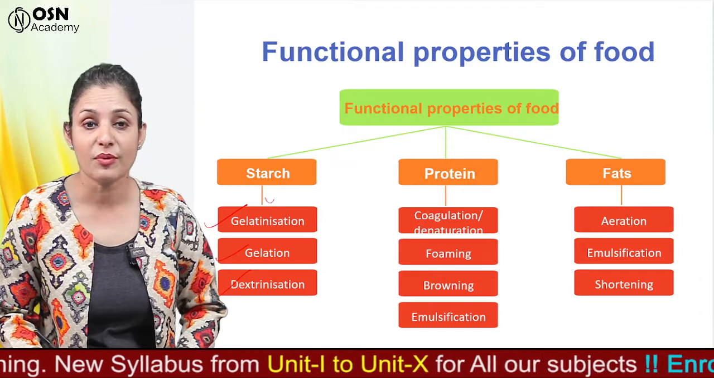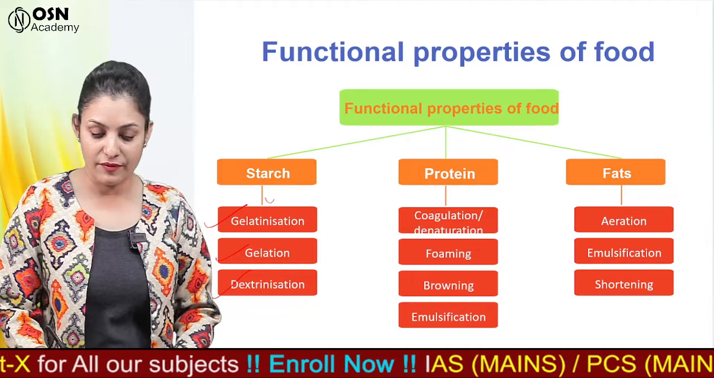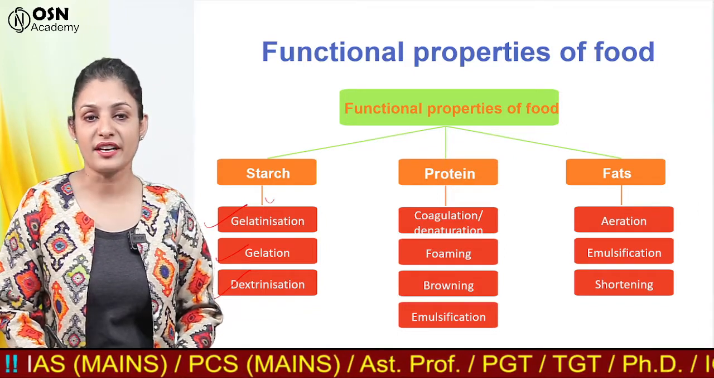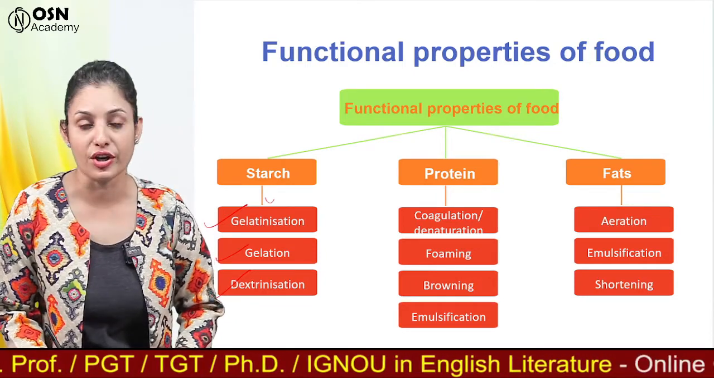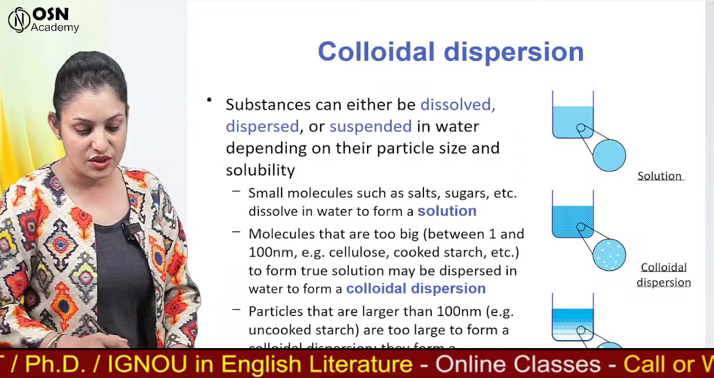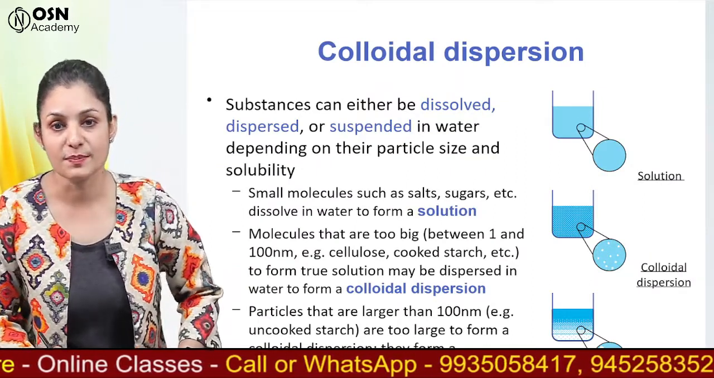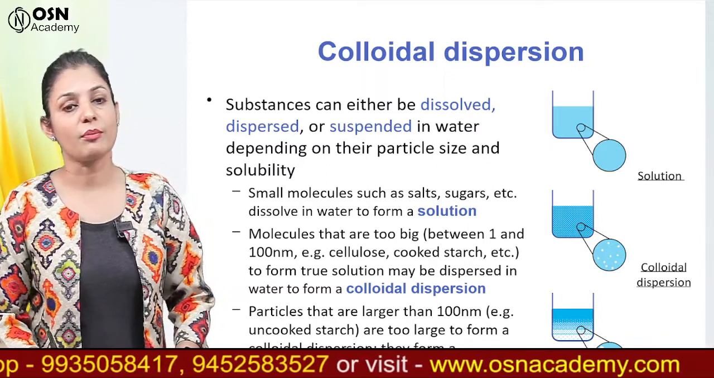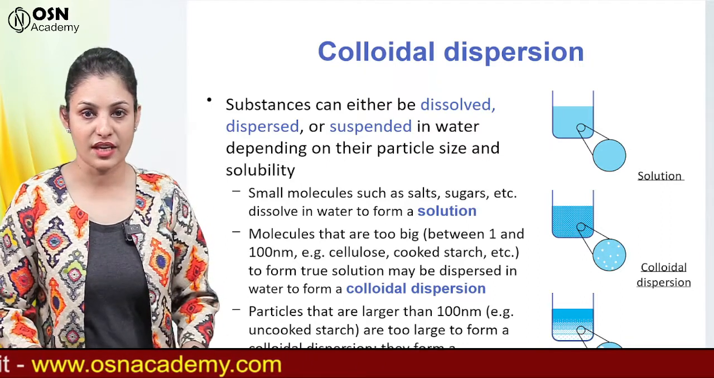Then the last major nutrient is fats. And when we talk about fats, there are various functional properties of fatty foods, which are aeration, emulsification and shortening. So let's talk about one more part, that is called colloidal dispersion. Whenever we are talking about the chemical property of the food, you should know what the colloidal dispersion of that substance is.